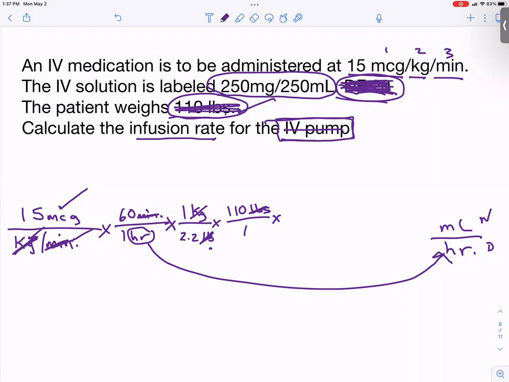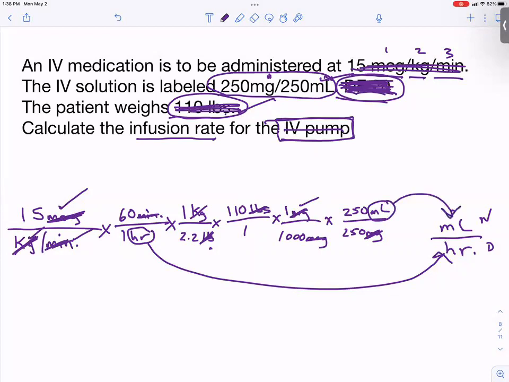Now all I have to do is focus on getting rid of micrograms, and I have to find a way to get to milliliters. The only thing left in my problem that I haven't used is this 250 and 250. So this is micrograms, but this is in milligrams. So I know I need a conversion. 1 milligram is 1,000 micrograms. That gets rid of micrograms. Now I have to get rid of milligrams and somehow get to milliliters. Look at my problem. There's 250 milligrams in 250 milliliters. That gets rid of my milligrams. And look at that. It gives me milliliters in my numerator.